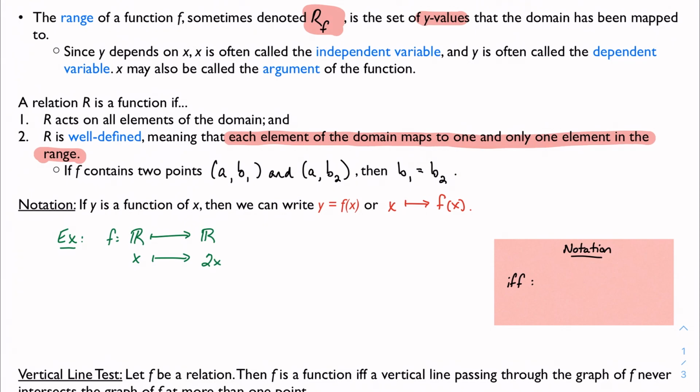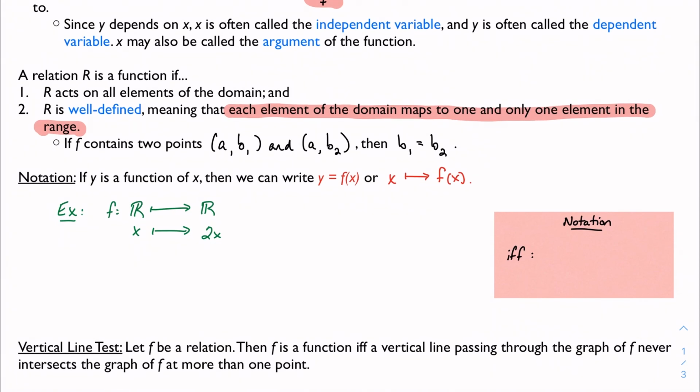Fancy way of saying this is just to say that if f contains 2 points, we'll call them (a, b1) and (a, b2), or if you prefer numbers, we could say (1, 4) and (1, 5), right? This can't be true, right? The example I came up with cannot be true because I have one element in the domain mapping to 2 different elements in the range. So if I have 2 supposed points with the same x value from the domain, then my y values must be the same. That's all this is saying.